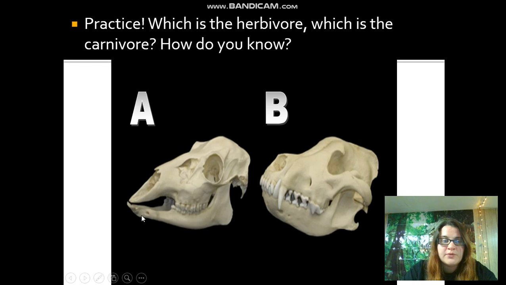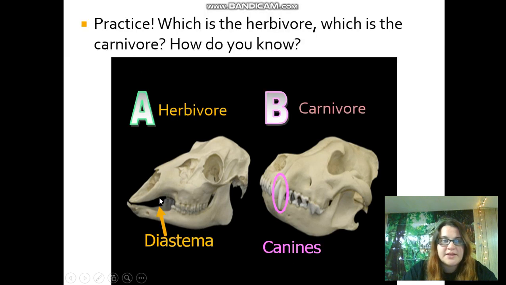So we know skull A here is our herbivore because we have that nice big gap of the diastema. And then we know B is our carnivore because not only does it have these giant canines, you can even see that its premolars and molars also are really, really sharp.